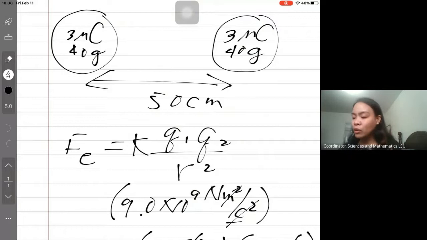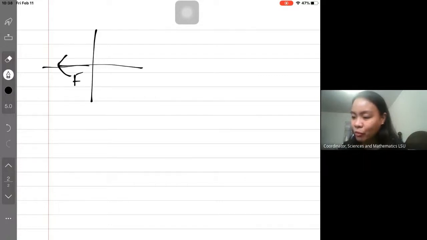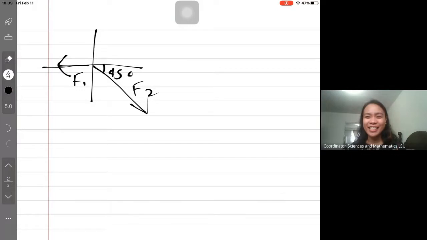All right, so another page. Okay, so we have again our two forces. Do not forget your x and y coordinate plane. This one here will be your F1, and this will be your F2. F2 here forms an angle of 45 degrees.